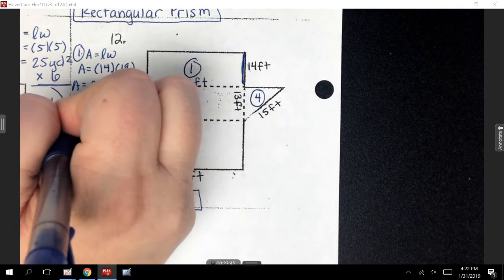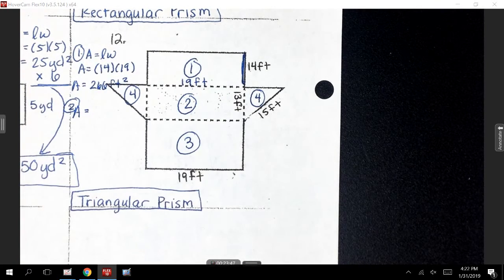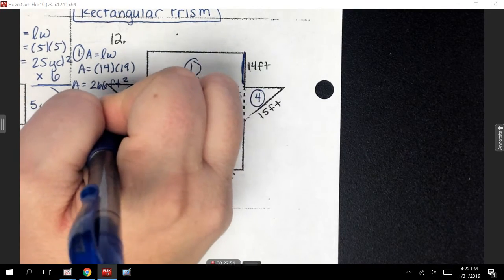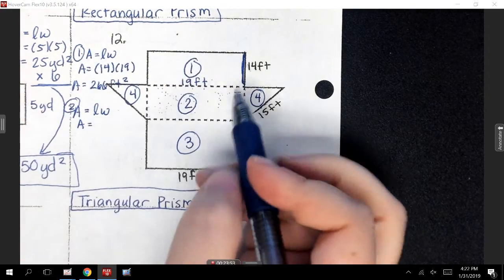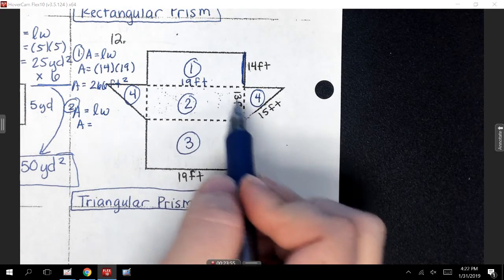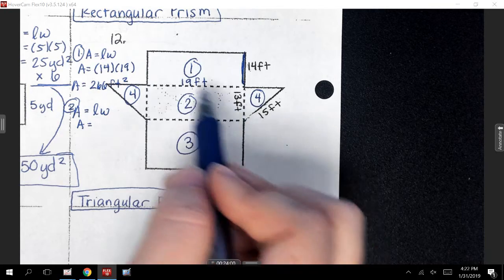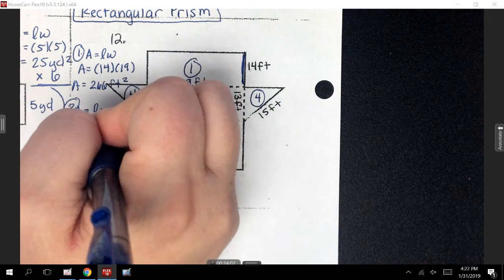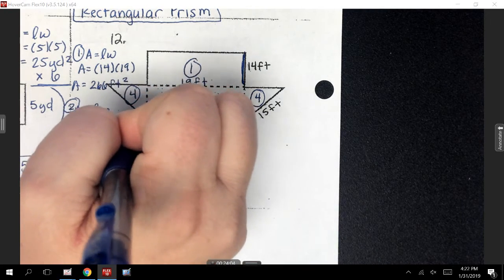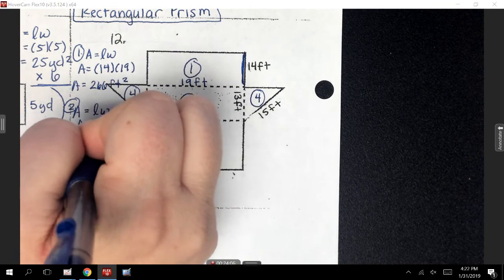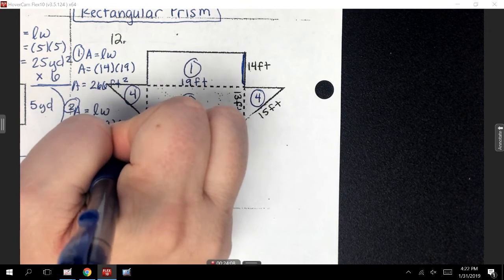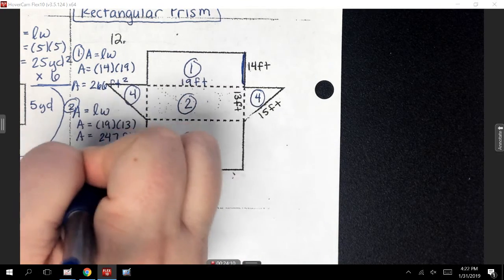Okay, area equals. Oh, this is shape 2. Let me organize my work, guys. That might be helpful. All right, so shape 2, again, a rectangle, area equals length times width. I can see my 19, I can see my 13. Guys, it helps if you write that number sometimes, because this time I didn't even have to look for it. There it is, 19 and 13. So I'm going to do 19 times 13. Area equals 247 feet squared.